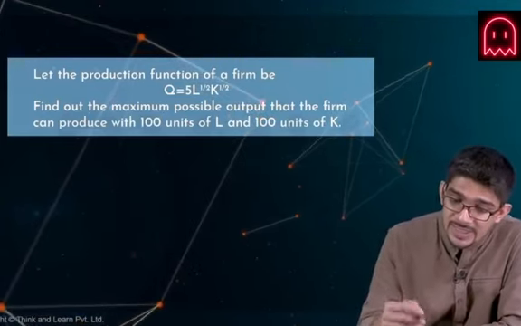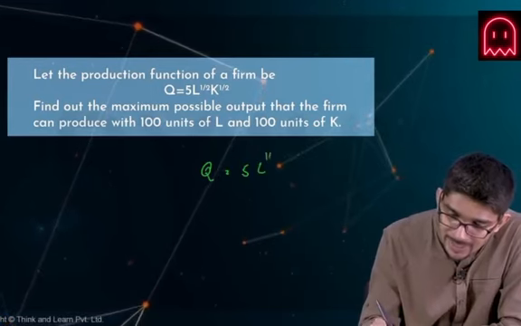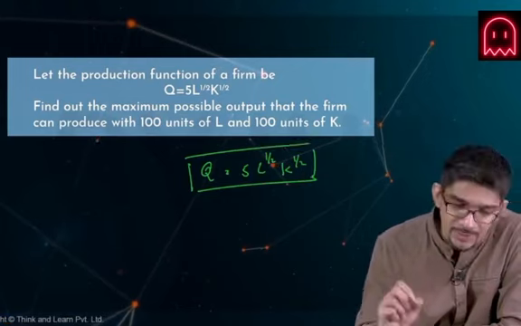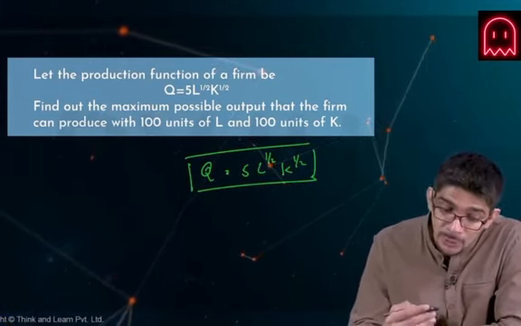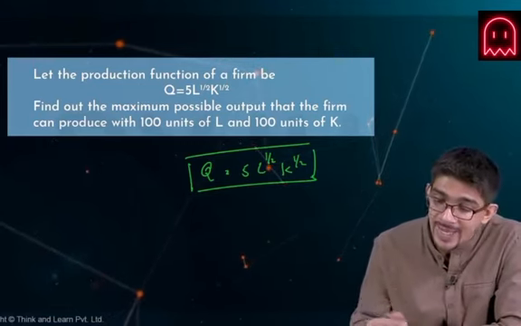Now the next question is based on the production function. The production function is given here. It is Q is equal to 5 L raised to half K raised to half. This is the production function that is given to us. Find out the maximum possible output that the firm can produce with 100 units of L and 100 units of K. So we are just going to substitute L and K here.